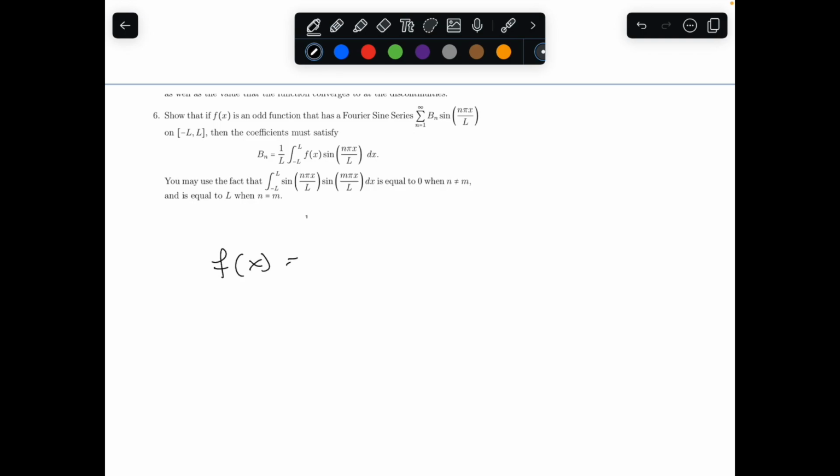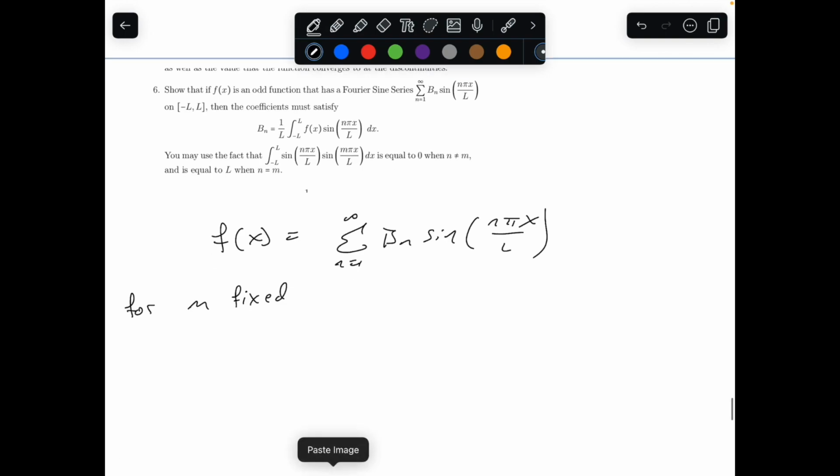So the idea is you start with the equation f of x equals the sum of b_n sine of n pi x over L. And then what you do is for a fixed m, so m is fixed here, then you'll multiply by sine of m pi x over L on both sides. And then we're going to integrate.